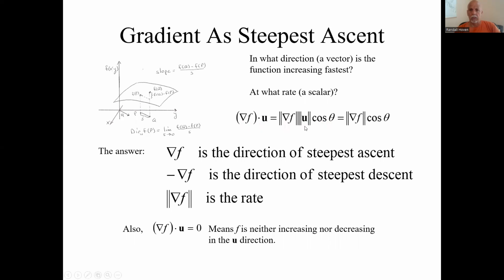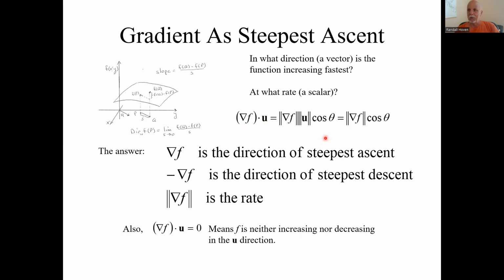We'll use a unit vector, so that's just 1. So here's what we want to maximize. This is maximized when cosine of theta equals 1, or theta equals 0, and theta is the angle between the two things. The two things are u and the gradient. So the direction where it's increasing the fastest is in the direction of the gradient.